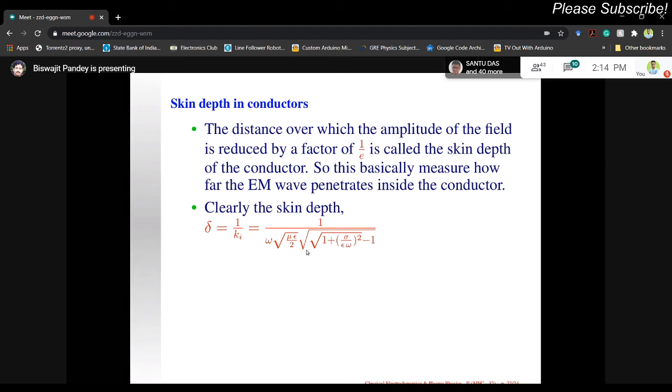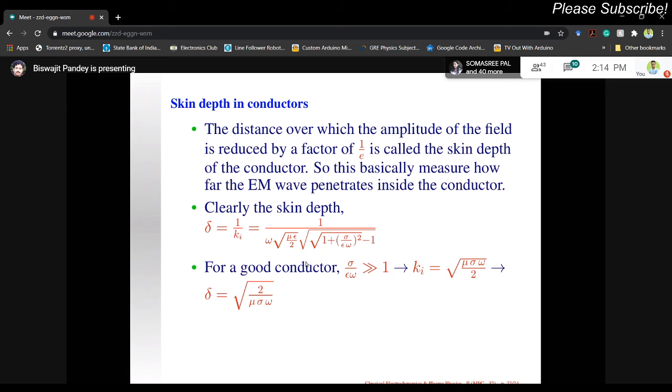So skin depth is telling us that this should be the expression for the skin depth, and depending on the permittivity and permeability of the medium, the skin depth may have different values. Now, what was the criteria for a good conductor? If you remember, sigma by epsilon omega has to be much greater than 1. That was the criteria for a good conductor. So you can just take that condition inside this. Sigma by epsilon omega is much greater than 1, so you can drop this term and simplify it straightforwardly.